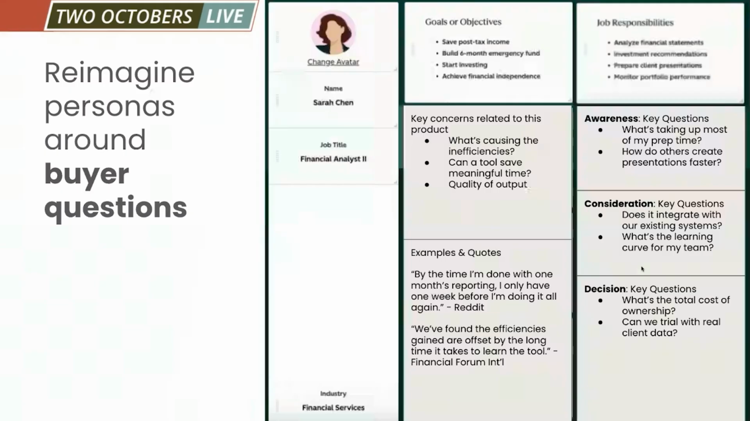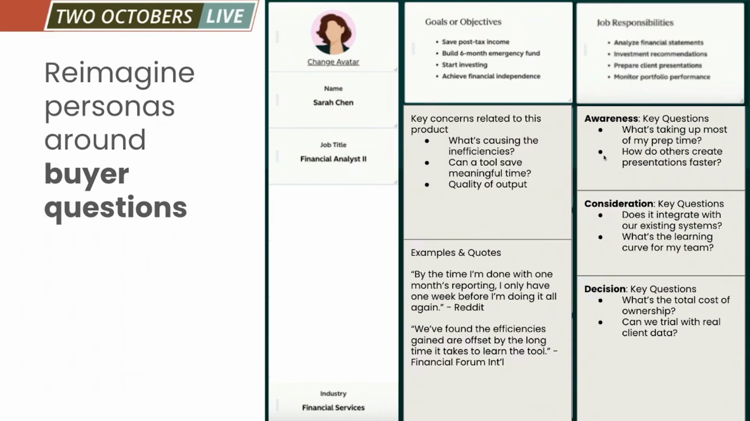And so what does that look like? If we reimagine personas around buyer questions, then what we're seeing about each of these roles of people who are stakeholders in the buying process is, what are some of their key concerns related to this product and the problem that your product or service tries to solve? So in this case, this financial analyst has a reporting task to do, and she's wondering what's causing the inefficiencies that make me take so much time to do this. Is it possible that a tool could save meaningful time? And is it possible that I could still get quality of output without having to spend so much time at it?